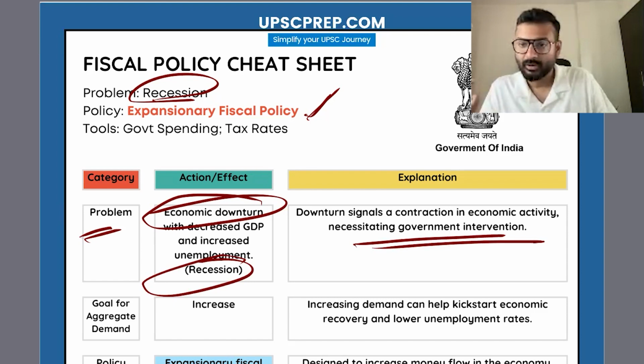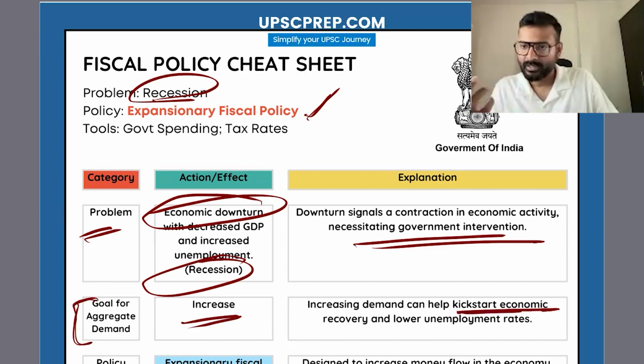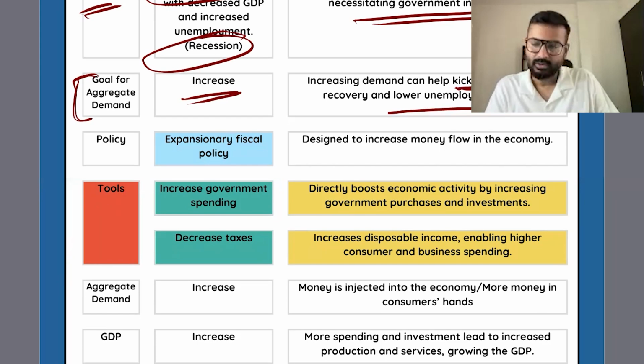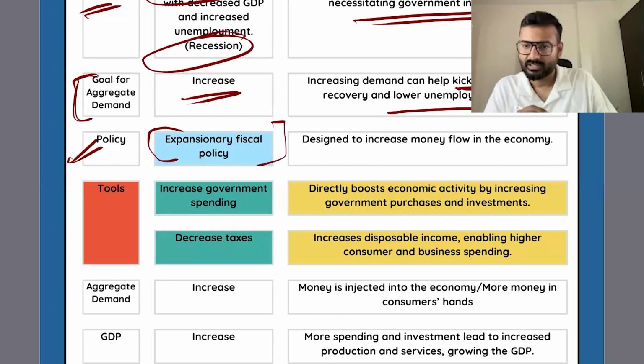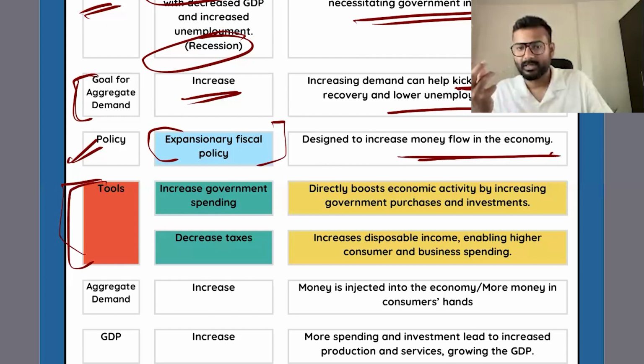What does the government want to do is increase the aggregate demand to kickstart the economic recovery, lower the unemployment rates. What is the policy that the government will adopt is an expansionary fiscal policy, which means increasing the aggregate demand in the economy or increasing the money flow in the economy. Now, what are the tools available for the government?